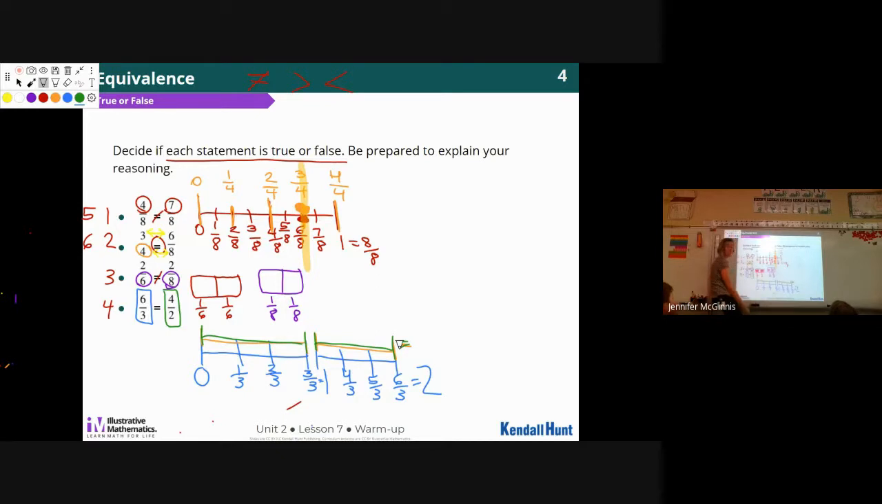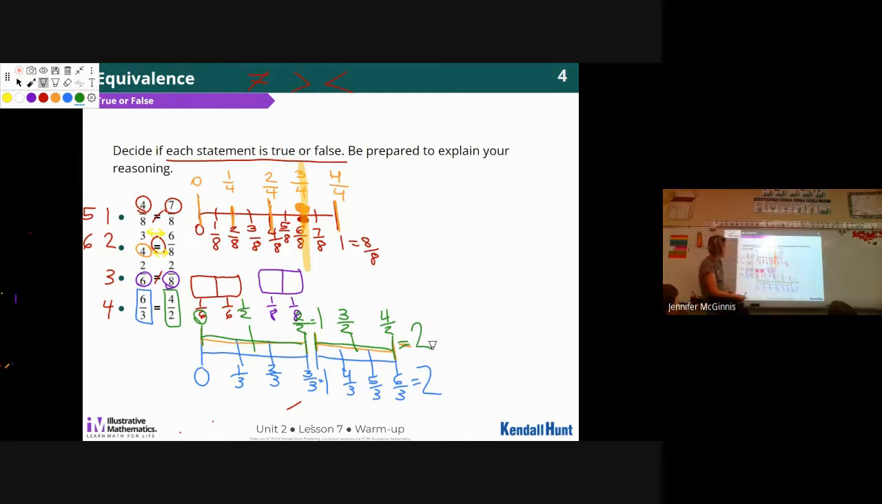So what do we need to divide our number line into? How many pieces? Which one tells us? 2 parts. So a half here and a half here. So this is 0. What's this line? 1 half. 2 halves. 3 halves. 4 halves. If 2 halves equals 1 whole, then 4 halves is going to equal 2 wholes.